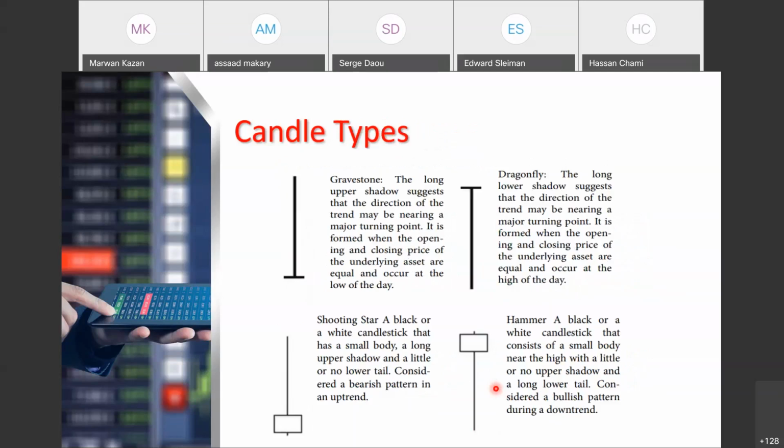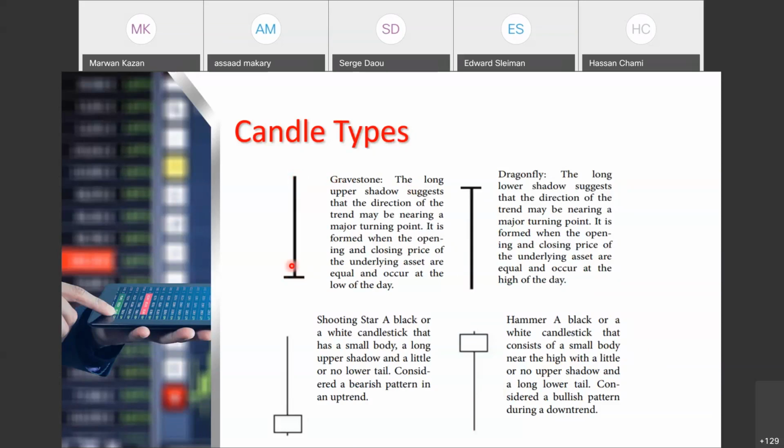We have also the gravestone. Basically, this shape opens here, goes up, then a big selling power makes it go down again. So it's called the gravestone.